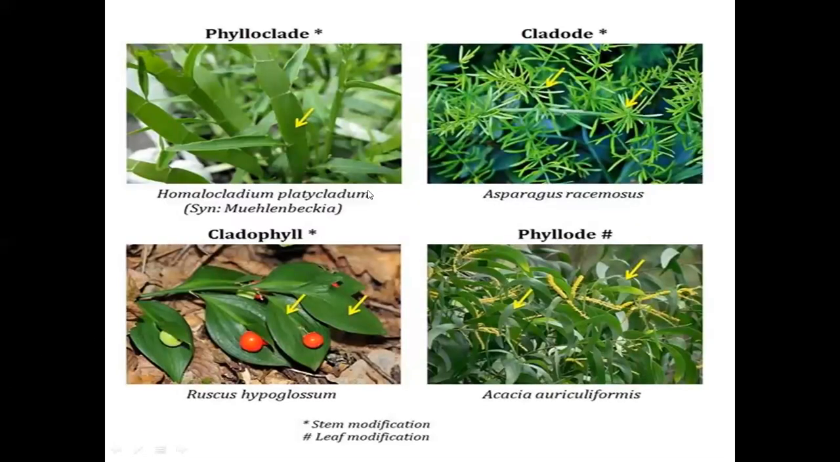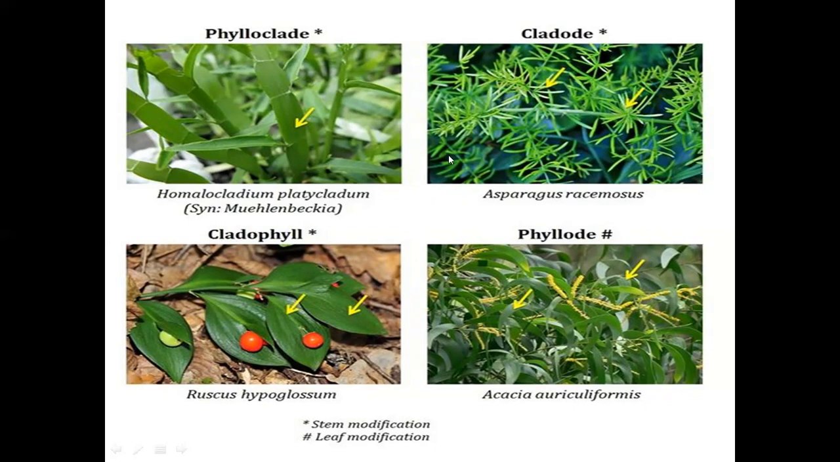Now we see, for example, in the case of Muehlenbeckia, the phylloclades. That means the leaves are modified as scale leaves, and the stem is modified to carry out photosynthesis. We see the flat stem structures here. It carries out photosynthesis. It is called a phylloclade.